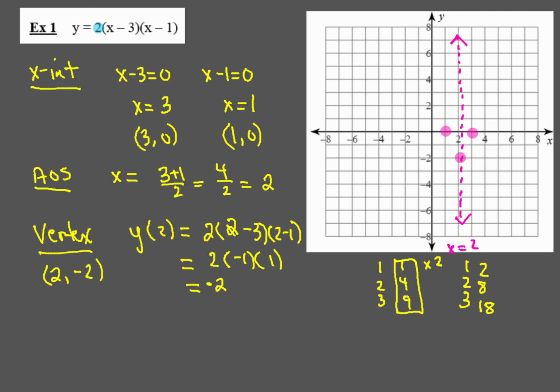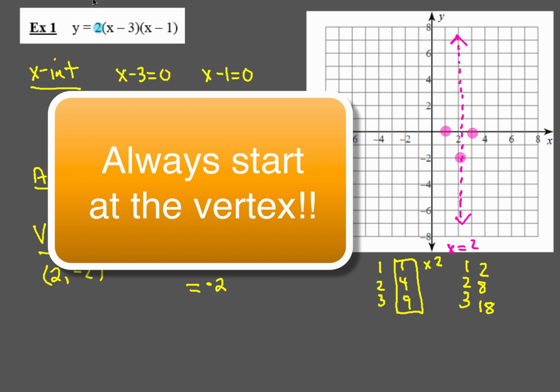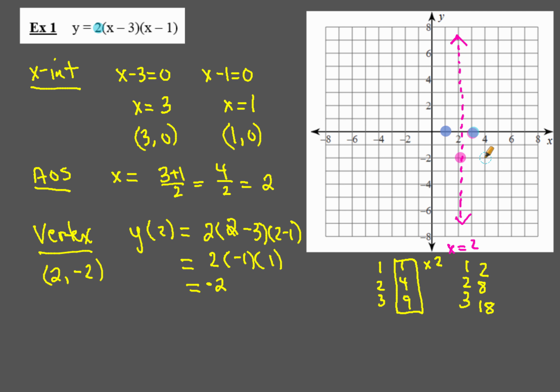So from my vertex, I'm going to start moving, but I'm always going to start from the vertex. I'm going to go over 1, up 2. Well, look, that spot's already taken care of on the x-axis right there, my two x-intercepts. But I'm going to go back to the vertex and go over 2 to the right and up 8. So 1, 2, 3, 4, 5, 6, 7, 8. The hardest thing here is just to make sure that you count right. Over on the other side, I'm going to have another spot. So those are the only 5 points that'll fit on the graph, and then of course I'm going to connect those as best I can using some drawing skills here.